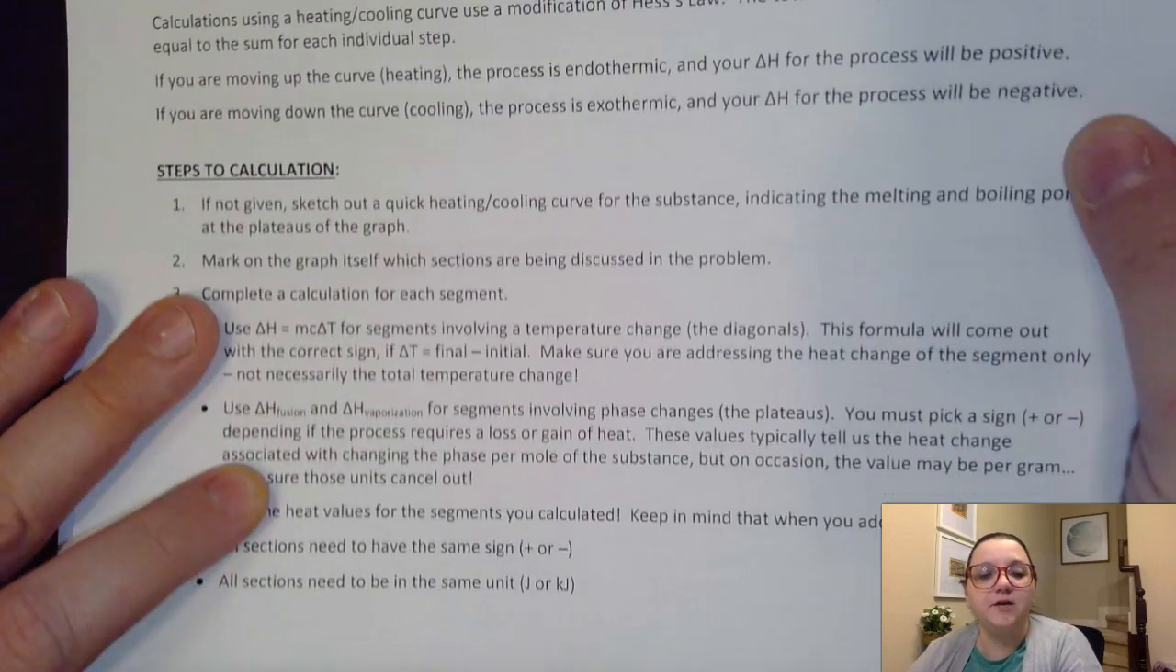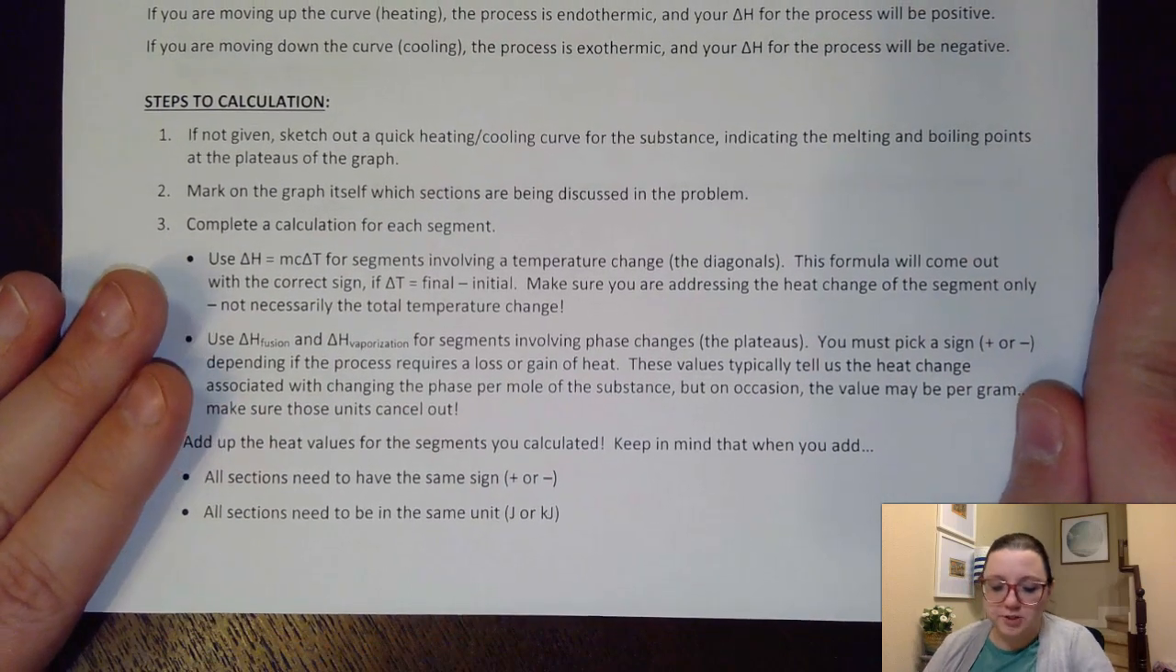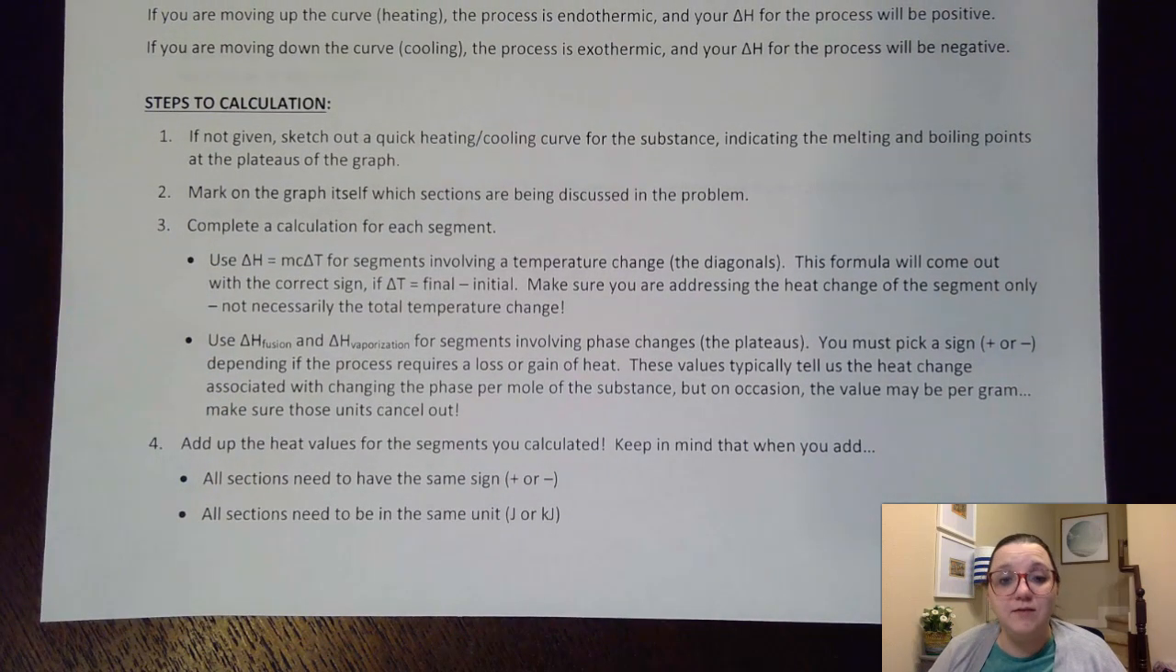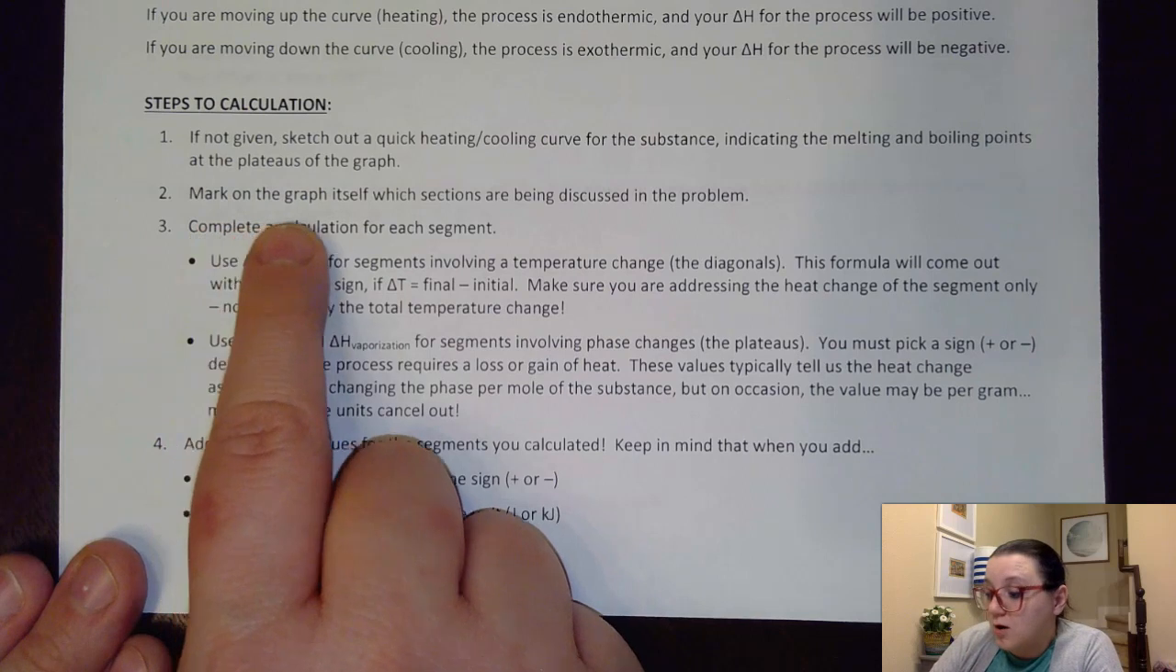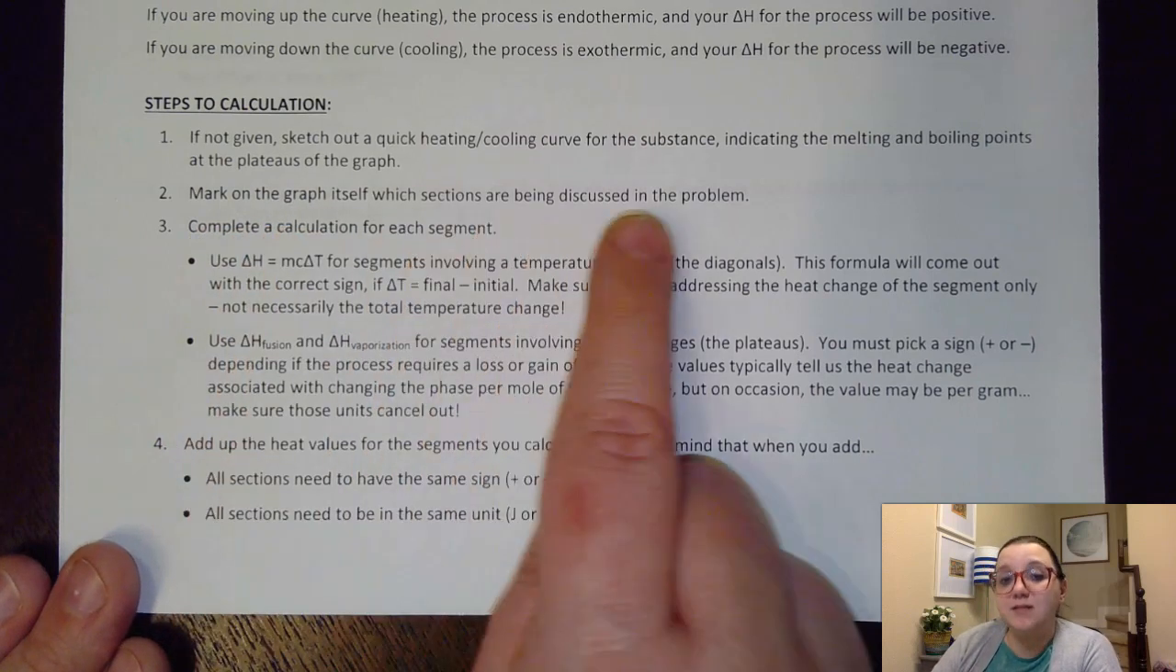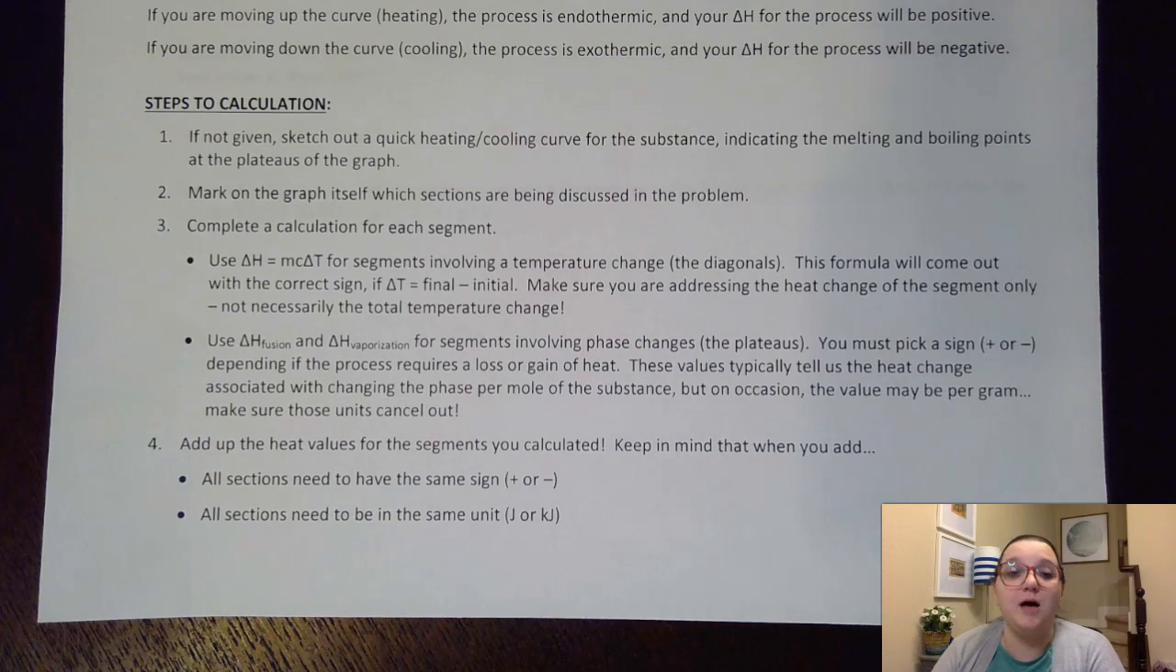So let's go ahead and look down here for just a moment at the steps to calculation. The first thing it says to do, if not given, is sketch out a quick heating and cooling curve for the substance, indicating the melting and boiling points at the plateaus. So I would draw myself an X and Y axis. I would draw a diagonal, a plateau, a diagonal, a plateau, and then a diagonal. And my two plateaus I would label with my melting point and boiling point. So that would enable me to figure out which segments I'm going through in the problem. So you see here, we would want to mark on the graph which sections are being discussed. Which sections am I going to need to do a calculation for?